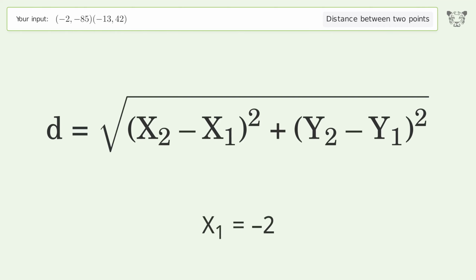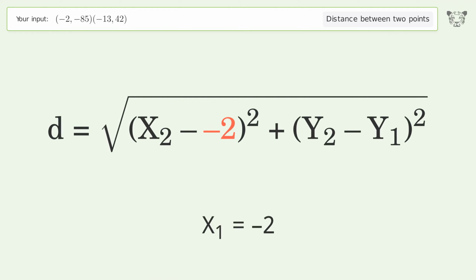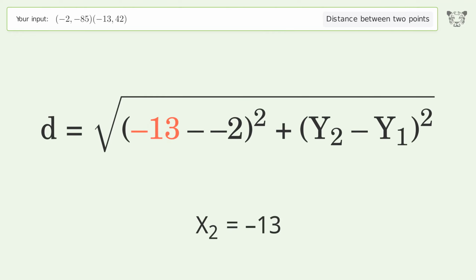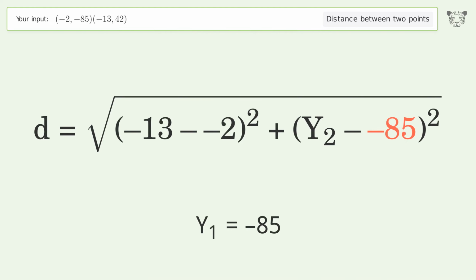x1 equals -2. x2 equals -13. y1 equals -85. y2 equals 42.